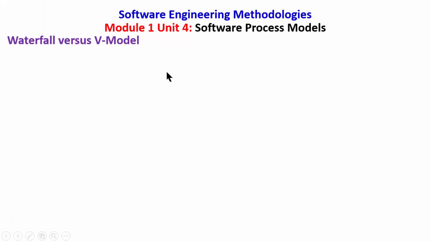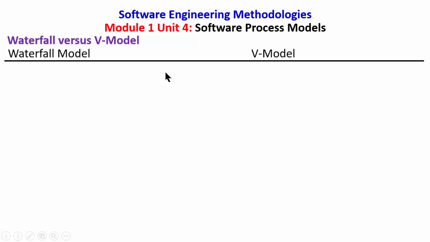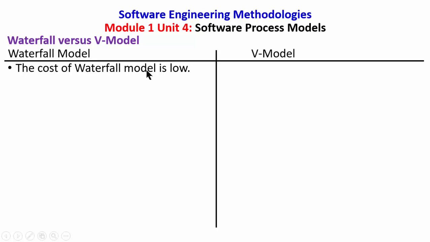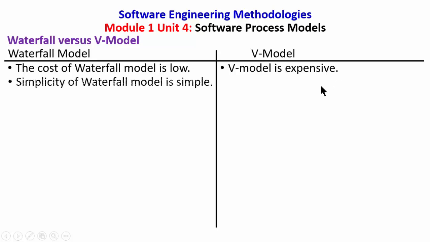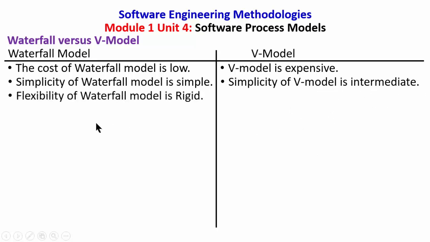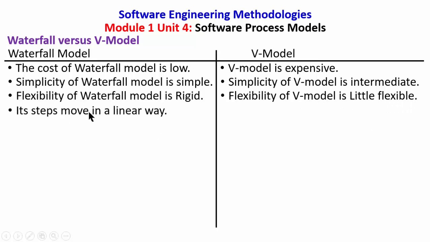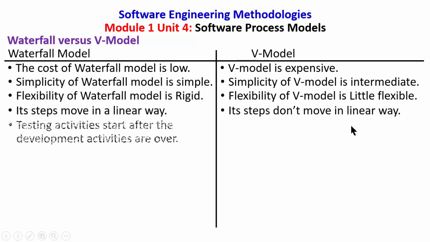Waterfall versus V model. The cost of the waterfall model is low and the cost of the V model is expensive. Simplicity of the waterfall model is simple; simplicity of the V model is intermediate. Flexibility of the waterfall model is rigid; flexibility of the V model is a little flexible. Waterfall steps move in a linear way; V model steps don't move in a linear way.